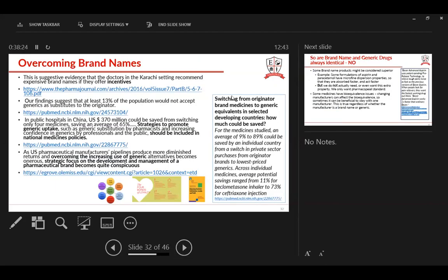Overcoming brand names. Like we said, generic name is very essential. You could get the same ACT from China and get the same ACT from the UK. It depends on the brand names. Whether is it essential to us? There's suggested evidence that doctors in a Karachi setting recommend expensive brand names if they are offered incentives. Yes. Some brand names, some people, it depends on the location. In public hospitals in China, 370 million could be saved from switching only four medicines, saving an average of 65%. Strategies to promote generic uptake, such as generic substitution by pharmacists and increasing confidence in generics by professionals and the public, should be included in national medicine policy. So are we saying we should include that in our EML as well? Yes.